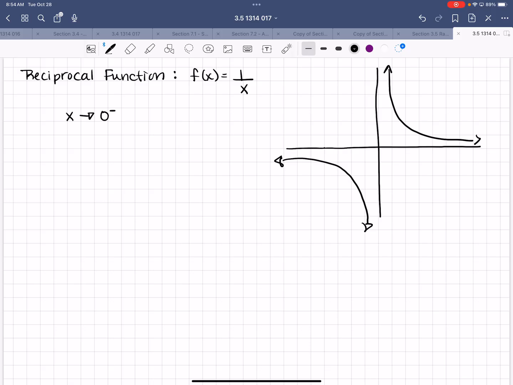So your little bug's over here, and he's coming at 0 from the left. Okay? What's he doing? What's the graph doing? It's going towards what? It's descending. He's going down, and those y values that are down, y is going towards what? Negative infinity. Good, yes. So we say as x approaches 0 from the left, f of x approaches negative infinity. Okay?